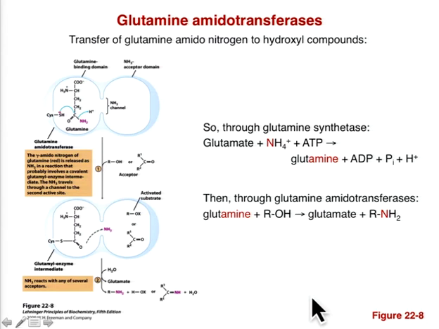But that is not the only form of regulation of synthesis of amino acids. That's a bulk regulation, right? We need something to uniquely regulate the formation of each amino acid, and we'll see how that's done in a moment.